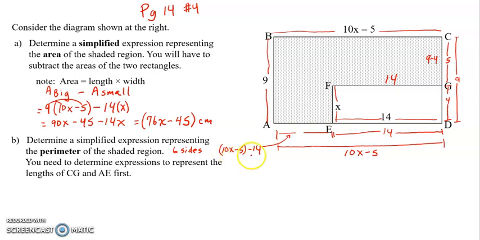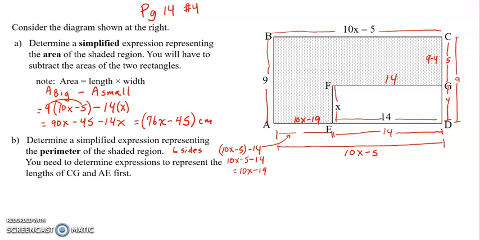And 10x minus 5 minus 14 is going to be 10x minus 5 minus 14 when you remove the bracket, which is equal to 10x minus 19. So that's the length along here, 10x minus 19. Not very nice, but that's what the length would be.